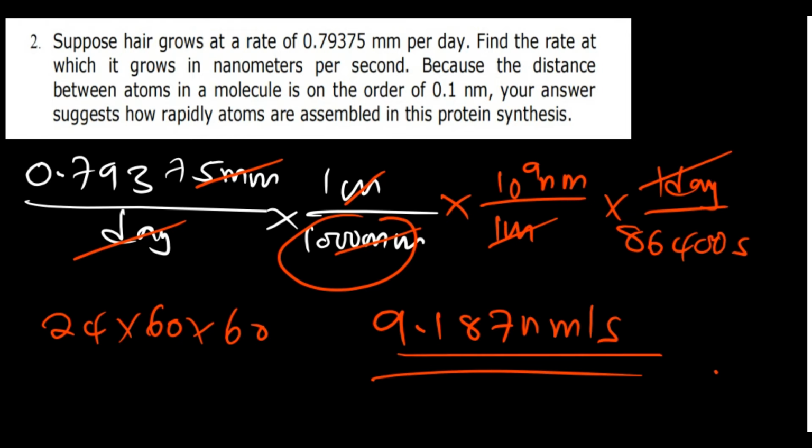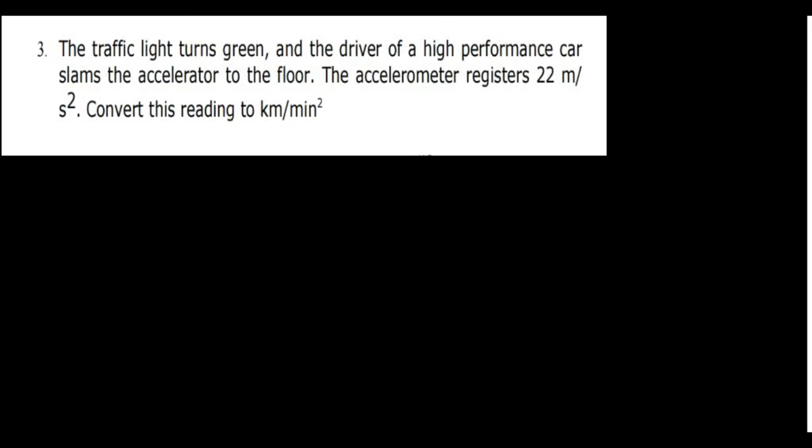Okay, so we have question 3, which is saying the traffic light turns green and the driver of a high performance car slams the accelerator to the floor. The accelerometer registers 22 meters per second squared. Convert this to kilometers per minute squared. Okay, so this is acceleration. We want to convert meters per second squared to kilometers per minute squared.